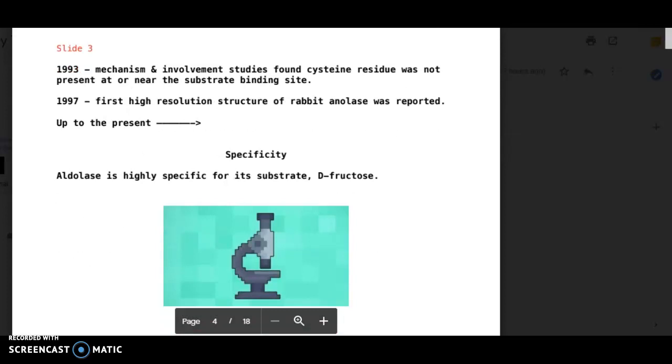After some debate over mechanism and the involvement of particular active site residues, it was determined in 1993 that a cysteine residue was not present at or near the substrate binding site, despite initial studies concluding otherwise. The first high-resolution structure of a rabbit aldolase was reported in 1997. Today, work investigating aldolase inhibitors continues. Studies are also being conducted to better understand its utility in chemoenzymatic synthesis, its interactions with other cellular proteins, and its reaction intermediates. Its specificity: aldolase is highly specific for its substrate, D-fructose.